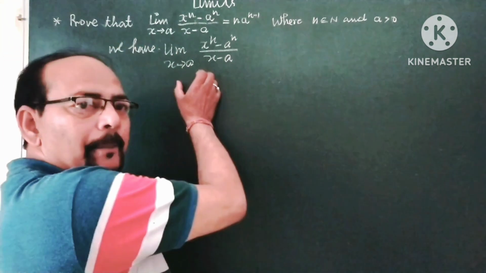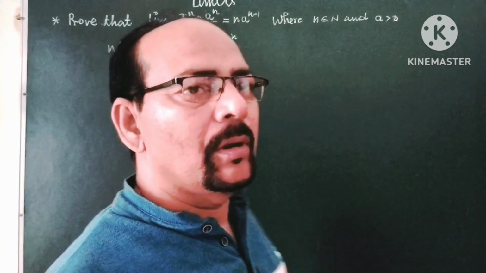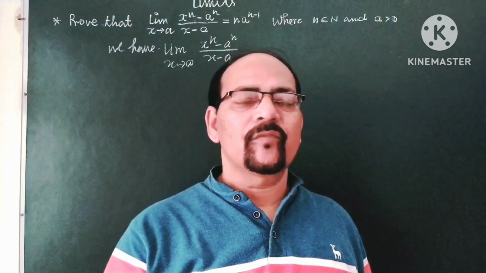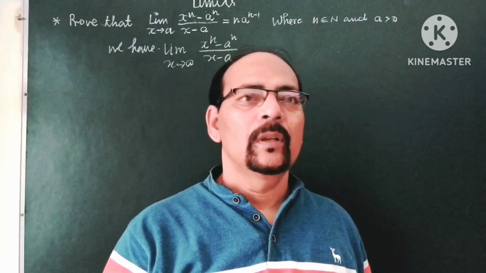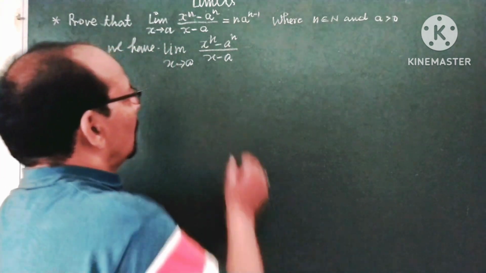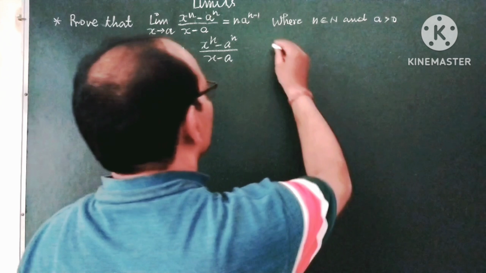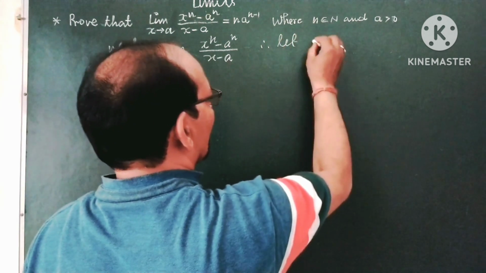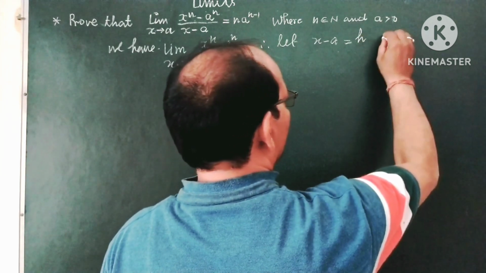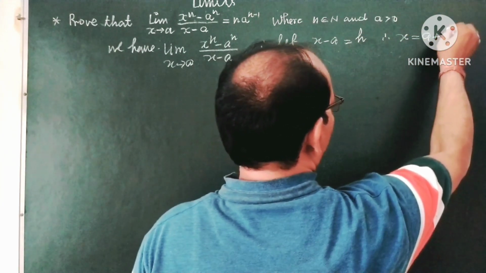If we put x tends to a directly here, the denominator is 0 and the numerator also will be 0, and in this condition we cannot find the limit of that function. Therefore, let first x minus a equal to h. Therefore, it will be x equal to a plus h.